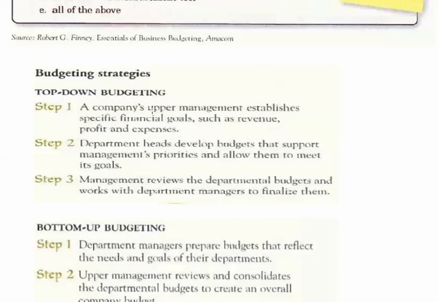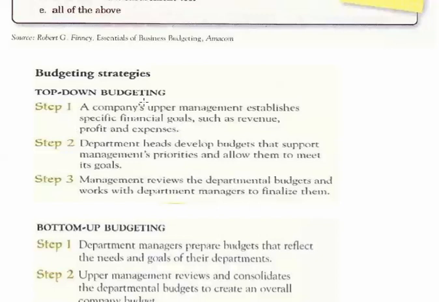In top-down budgeting, we have 3 steps. The first one is that the company's upper management establishes specific financial goals such as revenue, profit, and expenses. The second step, department heads develop budgets that support management's priorities and allow them to meet its goal.